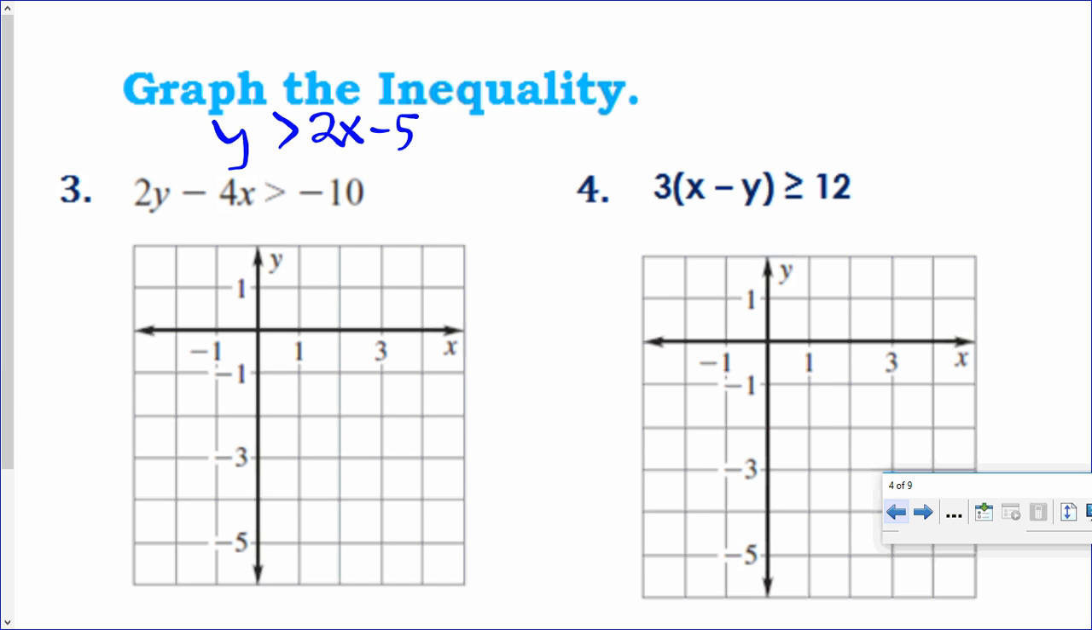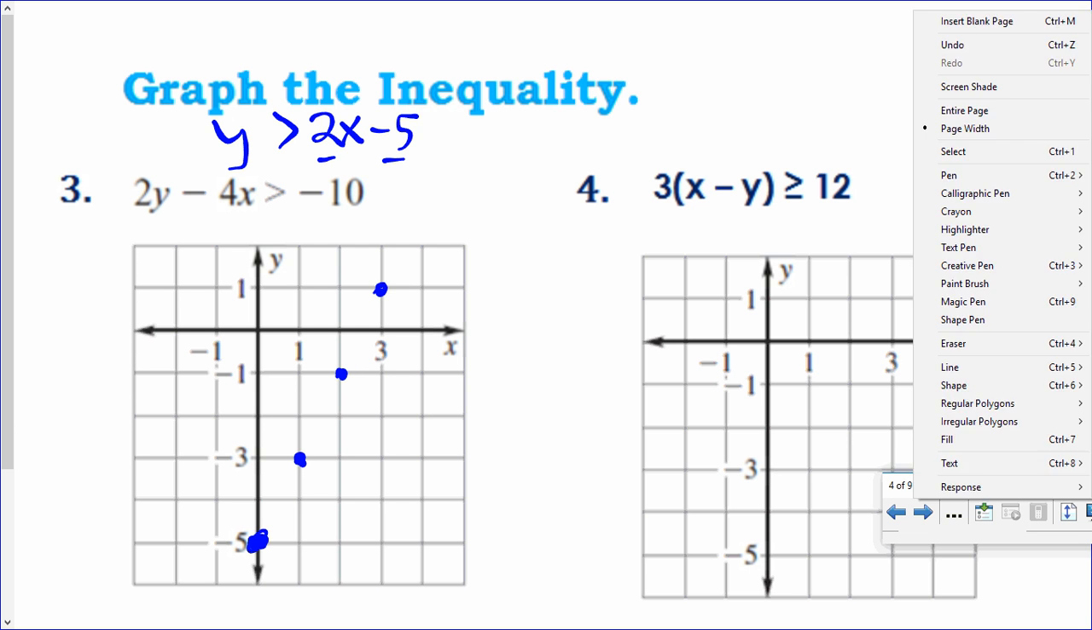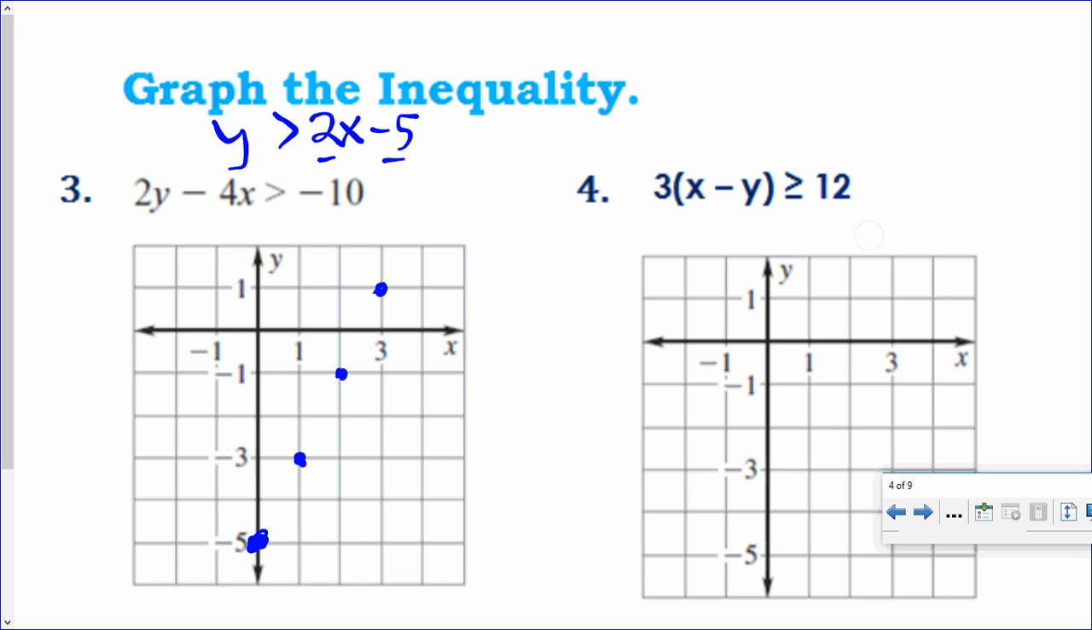Okay. Normally, if this was y equals 2x minus 5, I would use this as my slope and this is my y-intercept, which is exactly what I'm going to do now. I'll take negative 5 as my y-intercept, and then I'm going to rise 2 and run 1. After that, I will connect it.